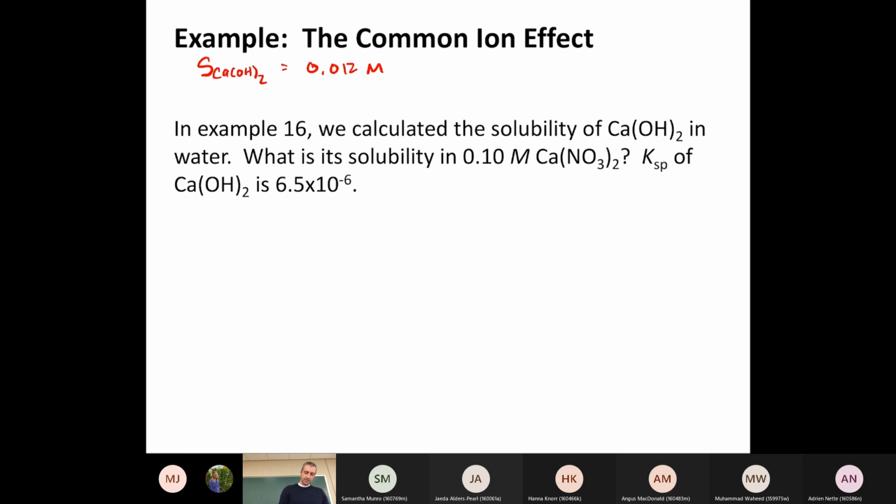We should realize the calcium nitrate is soluble, using our solubility rules. We know that all nitrates are soluble. We know all acetates are soluble. All group 1 metal salts, like lithium, sodium, potassium, etc., they're all soluble too.